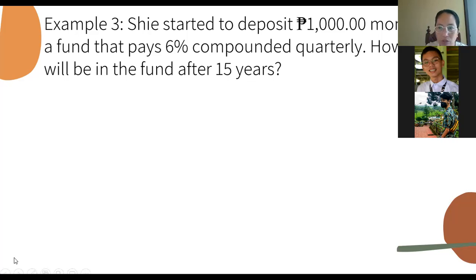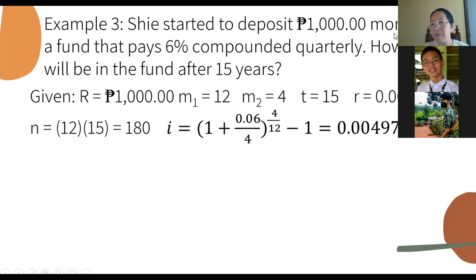So in this case, the M1 is monthly. Remember that when we say M1, that is the period of the regular payment, and the M2 is the period of the interest rate. So our M1 is monthly. In a year, there are 12 months. So M1 is 12 and the time is 15 years. Computing for the N, which is M1 times T, N will be equal to 180.